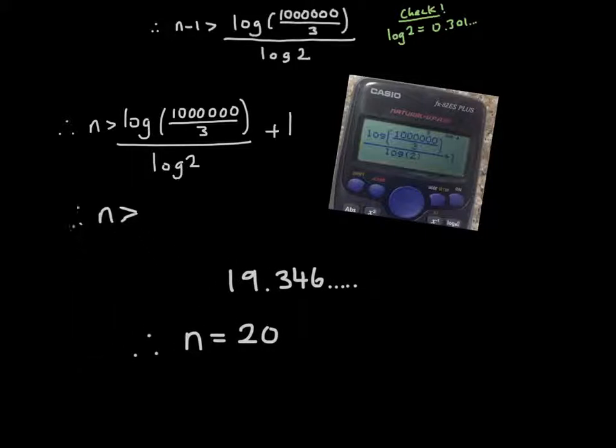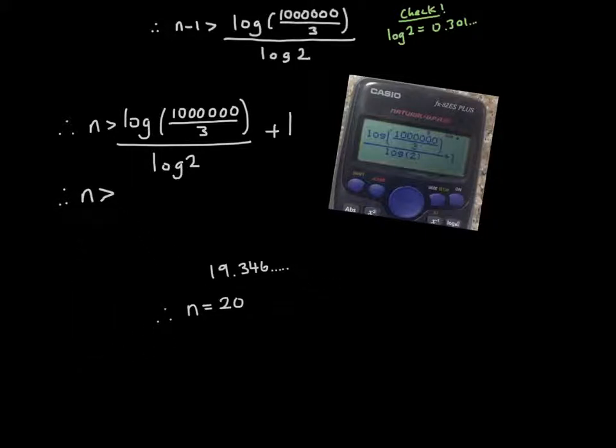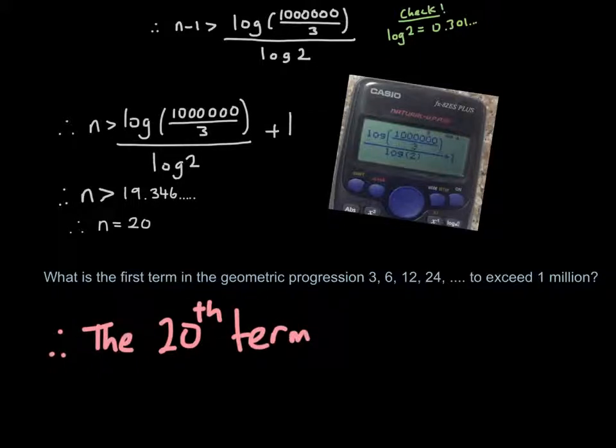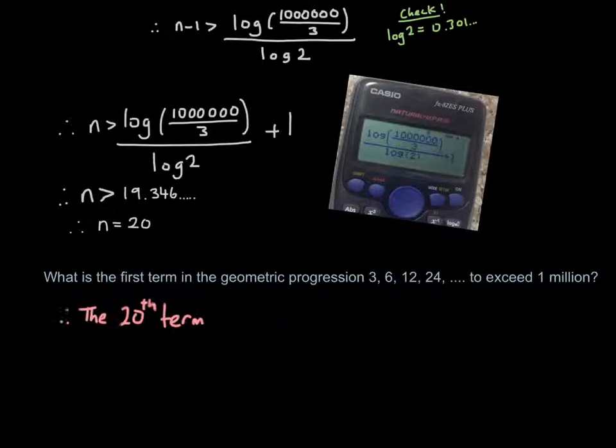So what's happened there? Let's shrink all this and put it up there. We can just check that. Obviously that n is going to have to be a whole number because it's a position in the sequence. So we know through that work with the inequality that the first term in the geometric progression to exceed a million would be the 20th term.